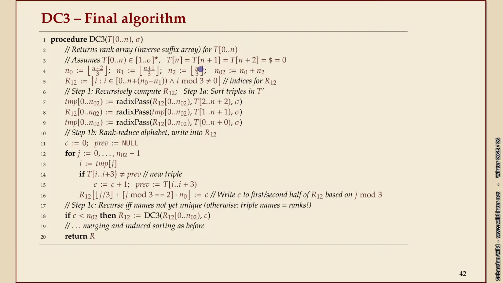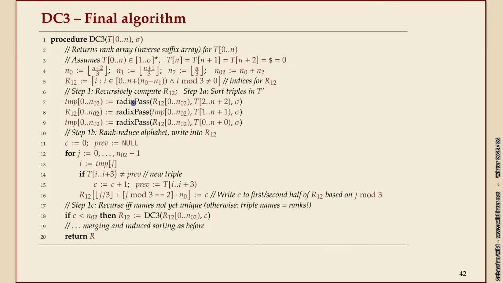You compute the sizes of the three parts, which if you include the proper rounding are a bit annoying, but by and large they're equally long, n over 3. Initially we start with R12. This will eventually be the rank array, but you first initialize it with the indices that are in R12. So it's all the indices that are not a multiple of 3. And now you compute, for the reduction of the alphabet, the sorted order of these triple characters.